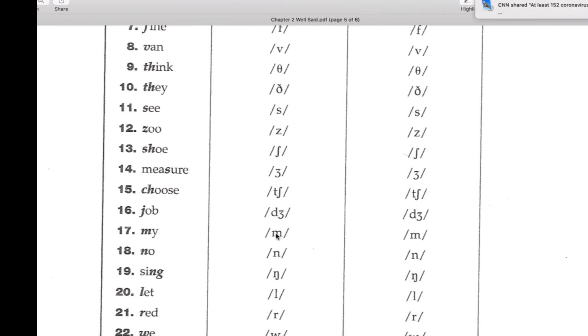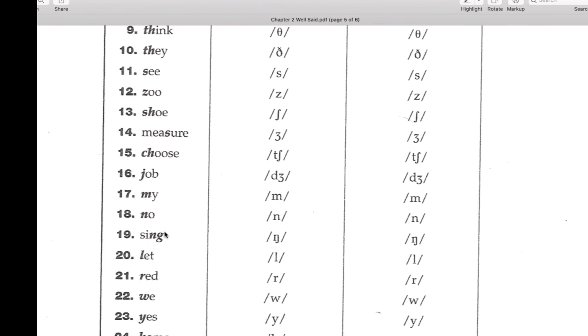And then M looks the same here, and N looks the same, N. And NG is now going to take the N and then the tail of the G. See the tail of the G there? And that's one sound in English, okay? So it doesn't exist in all languages, the sound. In fact, we don't have it at the beginning of the word. We usually have it in the middle or at the end of the word, like singer, okay?